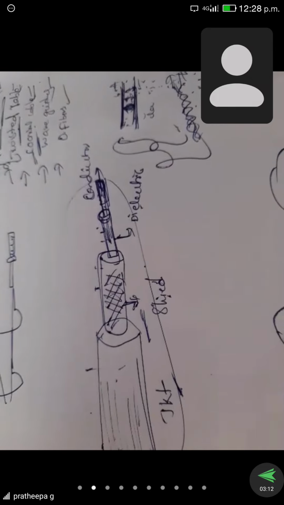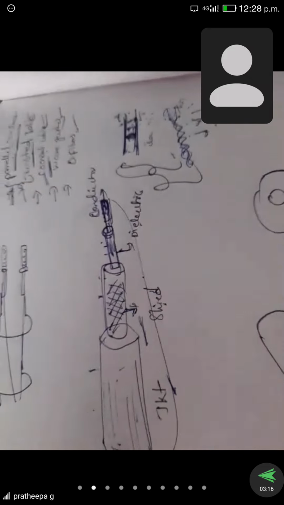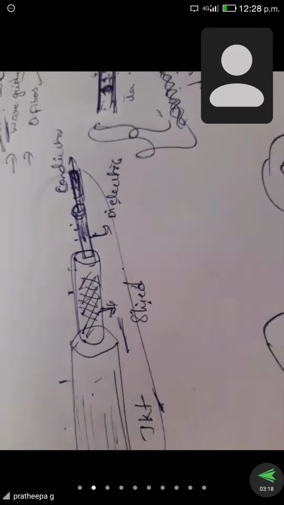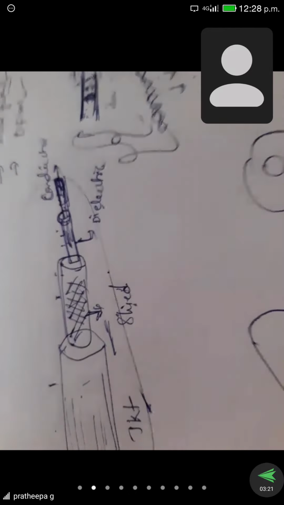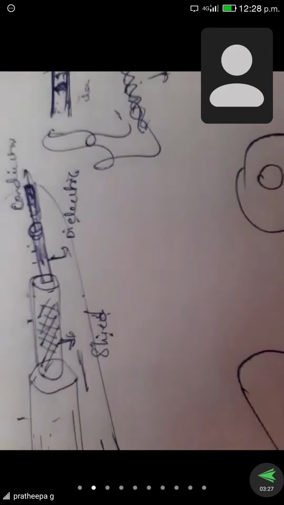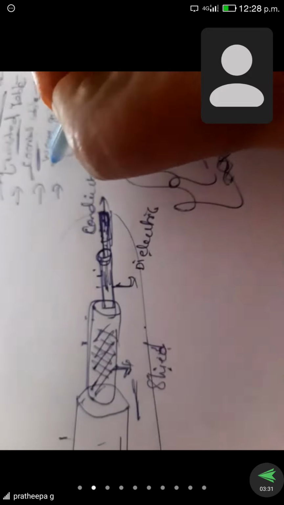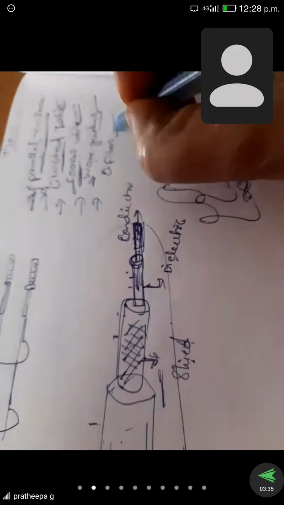Okay, so మనకి landline connections ఉన్నాయి. In that also we can use the coaxial cables, and dish connections, etc. We are using the coaxial cables. Okay, and what is the fourth one? Waveguide. So what is waveguide?